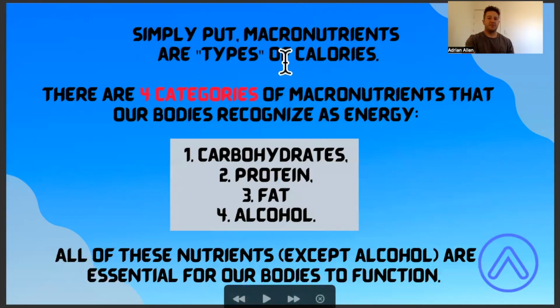Simply put, macronutrients are types of calories. There are four categories of macronutrients that our body recognizes as energy. At any stage, if you want to write this down, write it down, or else you can always refer back to the slide. The more I write things down, the more I actually understand it. So the four categories are carbohydrates, protein, fat, and alcohol.